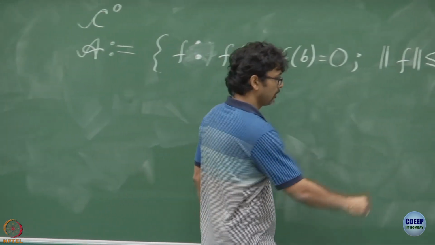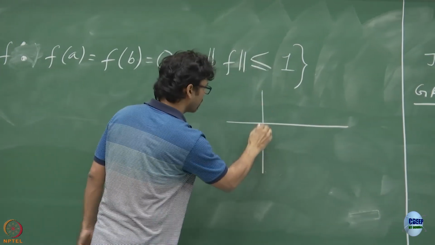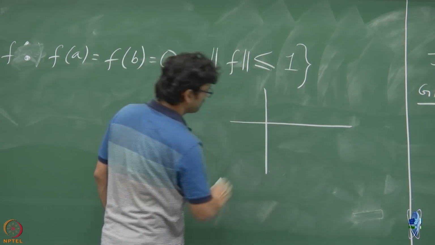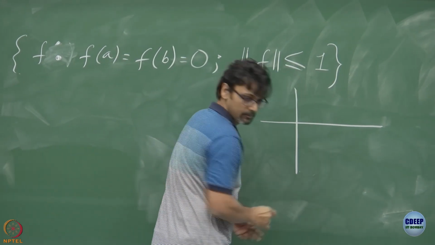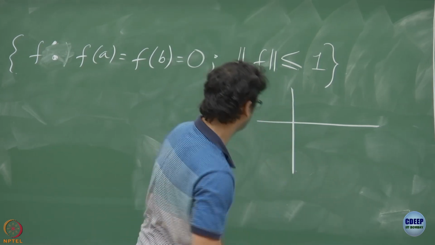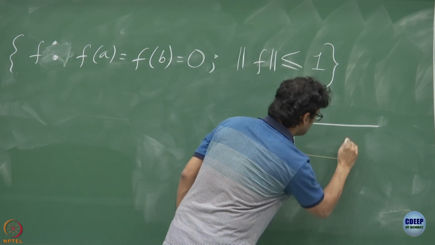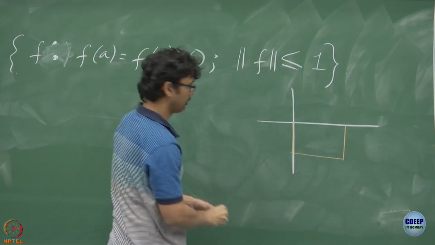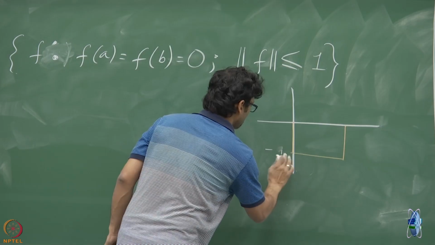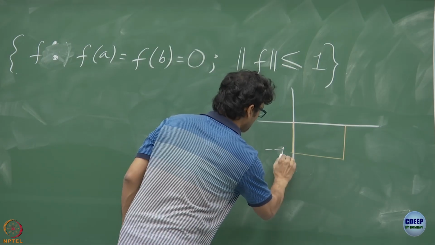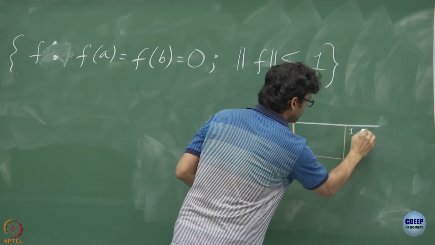What sort of a candidate are we thinking here? Well, you think of functions like this. Think of a pulse like this, a pulse with a magnitude of -1 between 0 and 1.